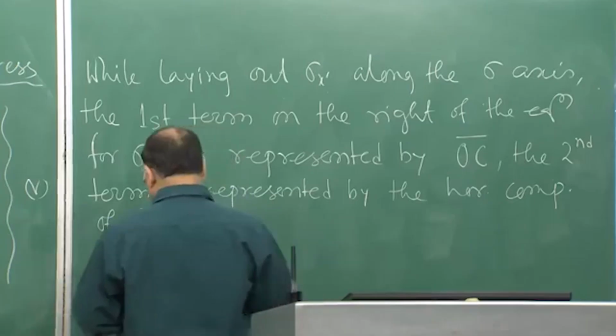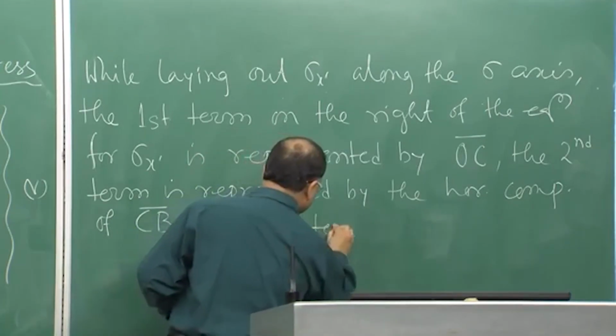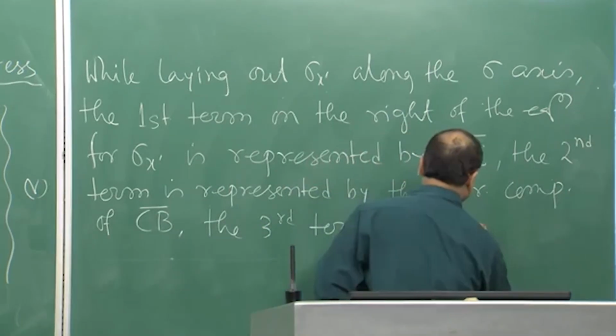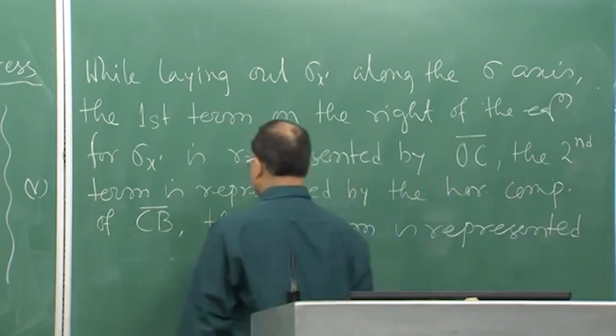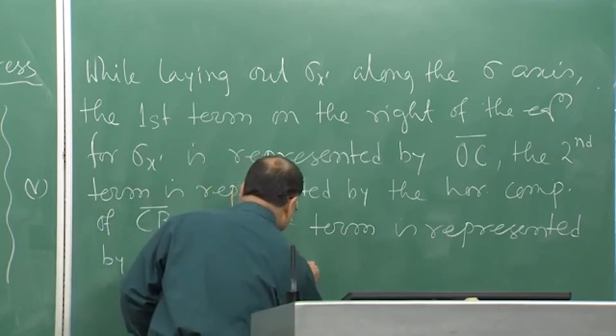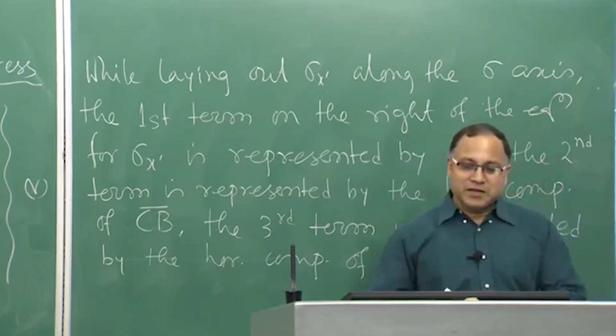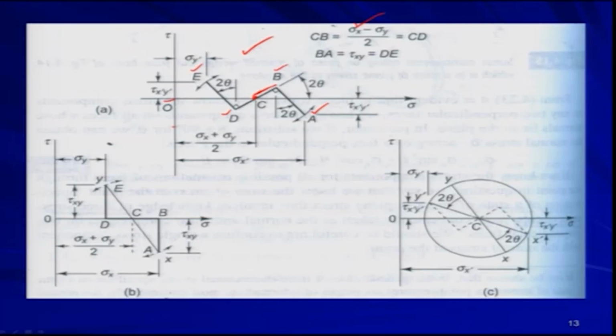Now, if we consider the third term, that means this term, the third term is represented by the horizontal component of BA. Agreed? So, if you look at this figure, first you have got up to this is your first term, then up to this is your second term, that is the horizontal component of CB, and the third term is the horizontal component of BA, that means up to this part. This is your first term, this is your second term, this is your third term.